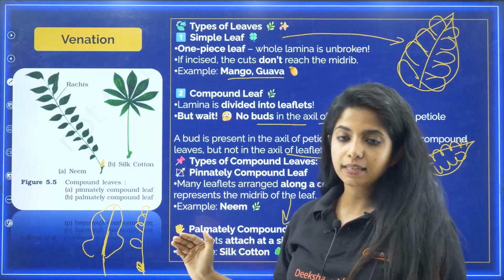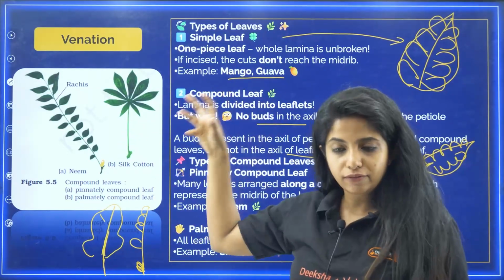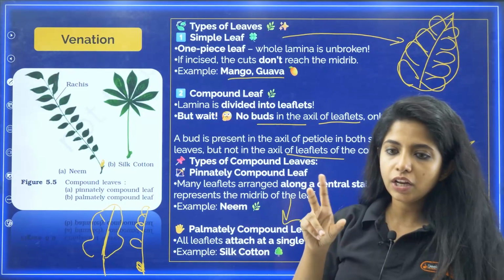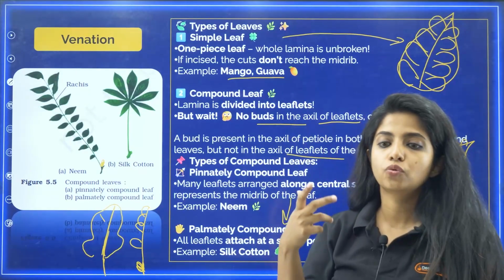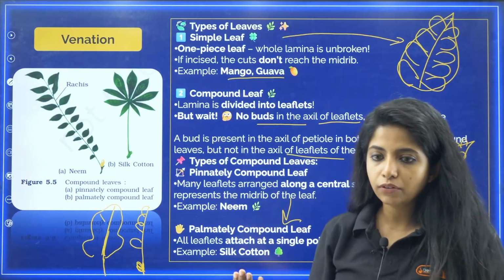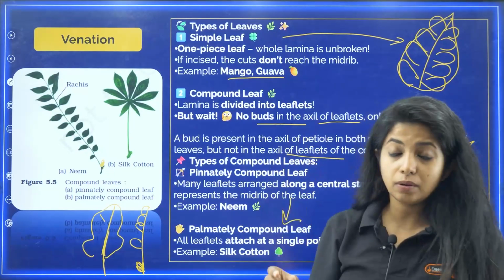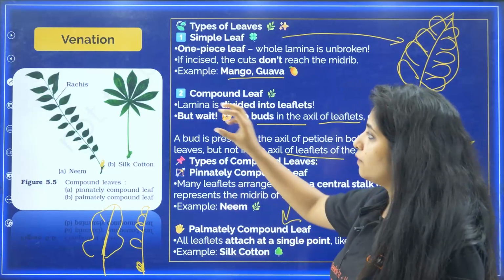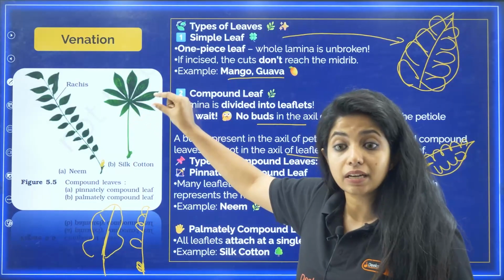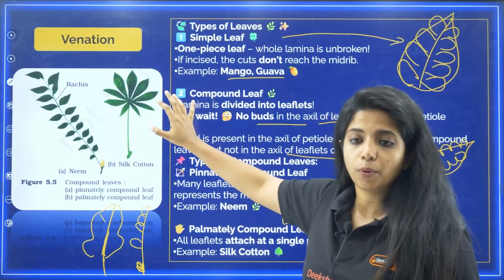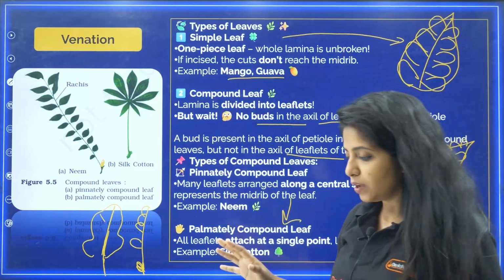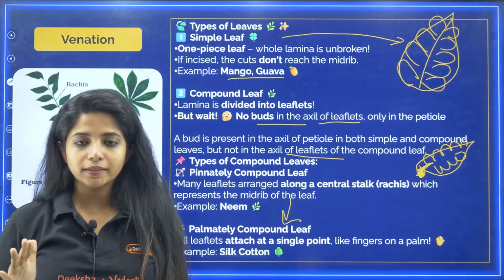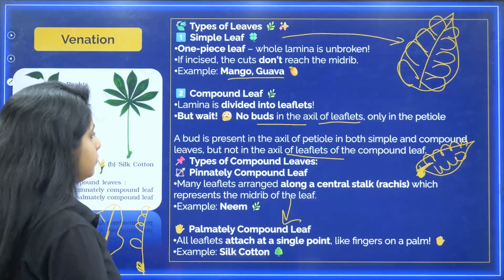Compound leaf, where basically the leaf is dividing into small leaflets and they are arranged in different patterns. If they are arranged laterally along the central axis, that is known as rachis, it is known as pinnately compound leaf. And the rachis is acting as the midrib, okay, remember that. And suppose the leaflets are all arranged at one single point, you will call it palmately compound leaf. Example is silk cotton. Works? Done? Cool.